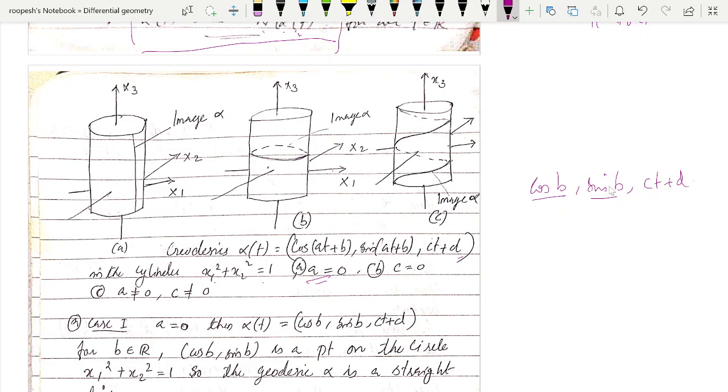Now for c equal to 0, this again will represent circles, because c equal to 0 means you will get only the d value over here. So that will result again in circles, right? The next one, when you are having a not equal to 0 and c not equal to 0, you will get spirals like this. Like this spirals, going like this, then like this, along the cylinder.